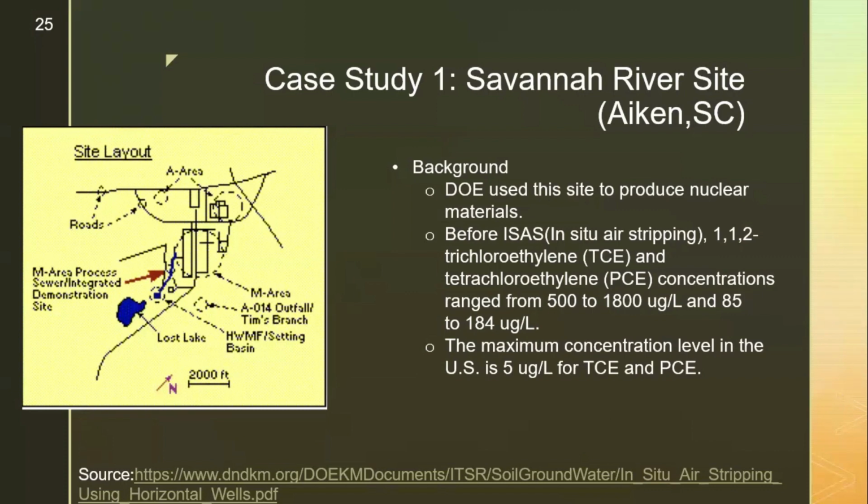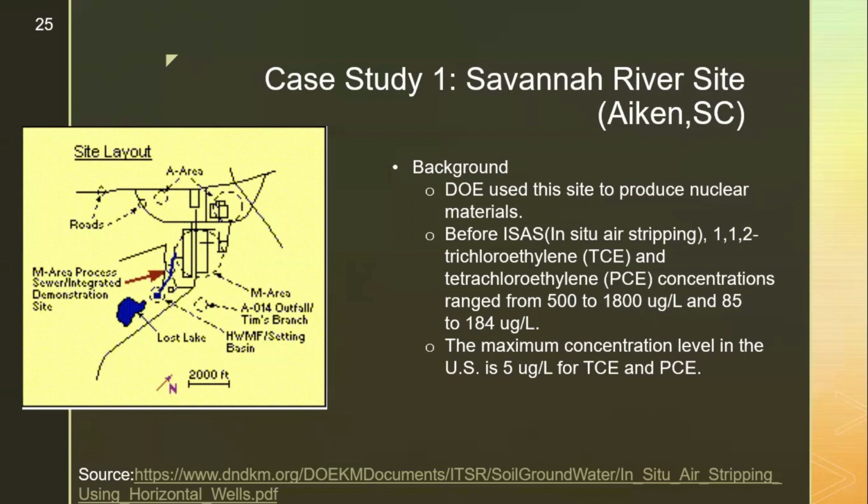Both the PCE and TCE had limits way above the legal limit. This project was successful and led to a final TCE concentration in the groundwater ranging from 10 to 1,031 micrograms per liter, and a final PCE concentration in the groundwater ranging from 3 to 124 micrograms per liter. This was significantly smaller than the original concentrations of PCE and TCE, so that's how you know that this site was successful.